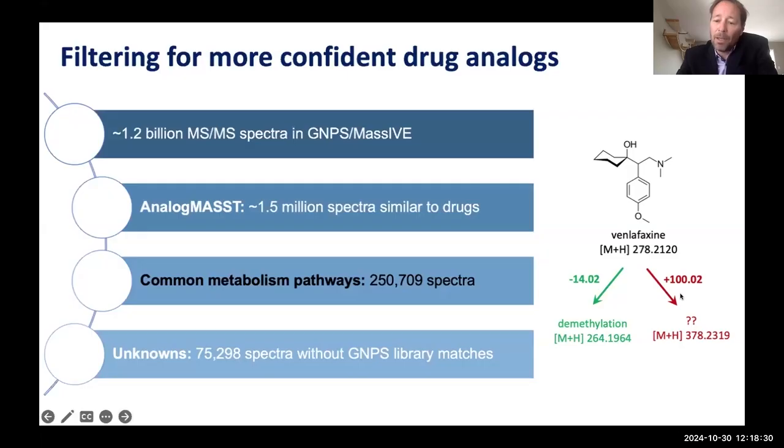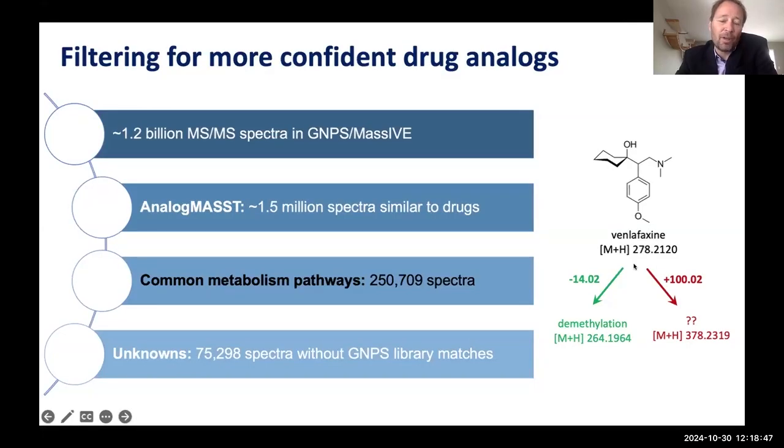It's likely that many of the ones that are filtered out in this particular step are probably less studied modifications, so less studied metabolism. And that would be a research effort in the future to try to identify what those are.